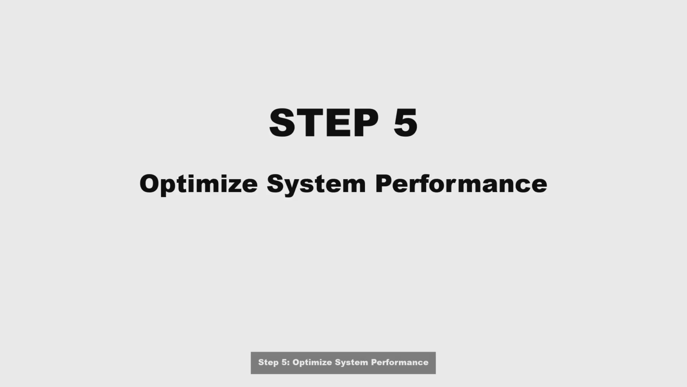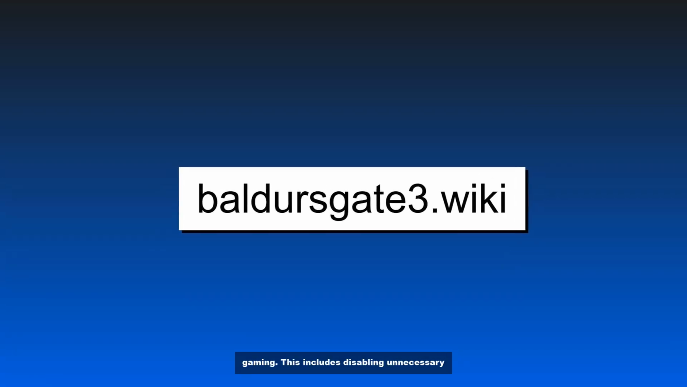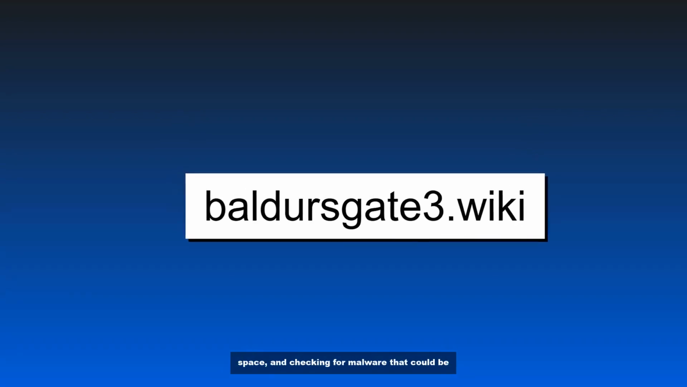Step 5. Optimize system performance. Make sure your system is optimized for gaming. This includes disabling unnecessary startup programs, ensuring sufficient disk space, and checking for malware that could be affecting performance.